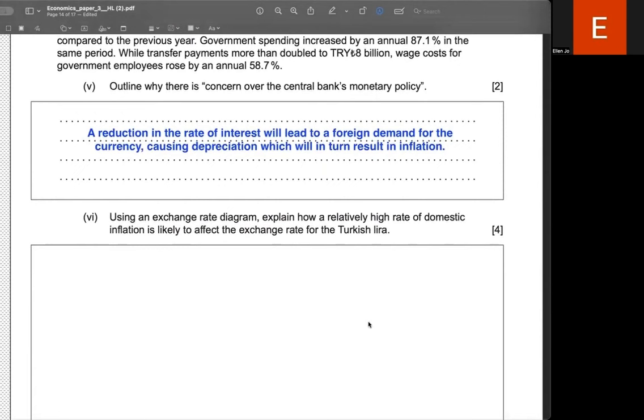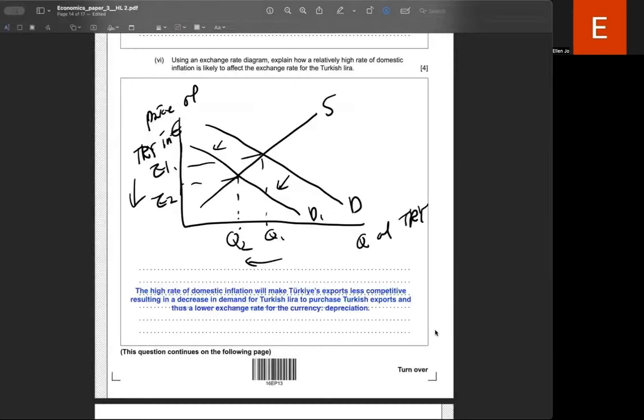Question 6. Using an exchange rate diagram, explain how a relatively high rate of domestic inflation is likely to affect the exchange rate for the Turkish lira. Presumably, the high rate of domestic inflation will make the country's exports less competitive, resulting in a decrease in demand for the country's currency to purchase the country's exports. Therefore, there should be a lower exchange rate for the currency, which is depreciation.